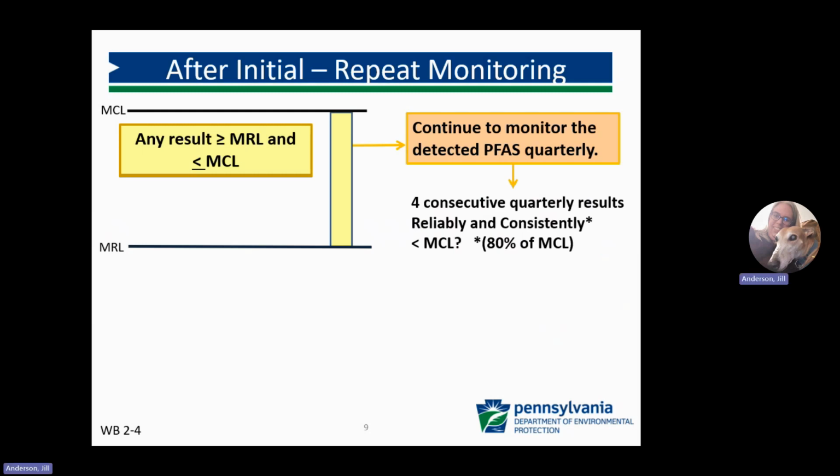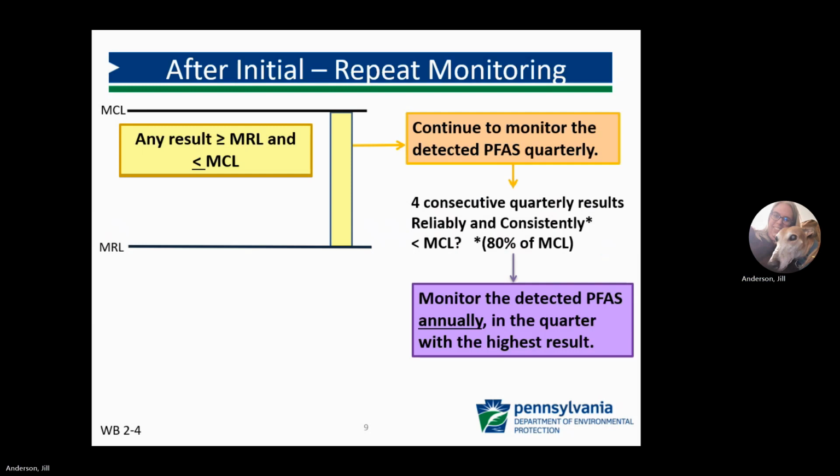Once results are in for 4 consecutive quarters, including the initial detection, with concentrations that are less than 80% of the corresponding MCL, or again, that are reliably and consistently below the MCL number, then the department may allow the repeat monitoring to be done annually. Again, this is determined based on each individual result less than 80%, not a running annual average calculation. The annual monitoring due to a previous detection should be done in the calendar quarter that previously had the largest concentration.